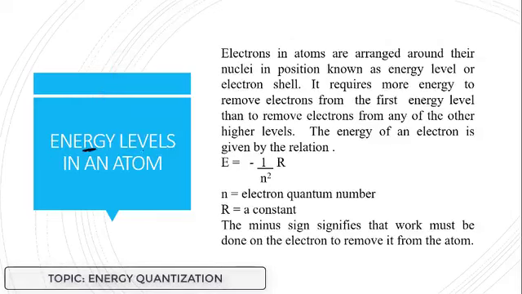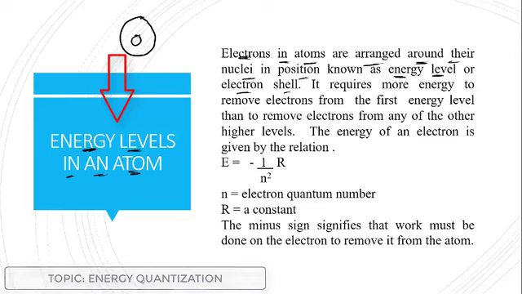Okay, let's talk about energy levels in an atom. Of course, we know that electrons in an atom are arranged around their nuclei position, known as energy levels or electron shells. Now, in the structure of an atom, the nucleus, of course, is the center. In the nucleus we have protons, positive charges, and then of course in the nucleus we have neutrons as well. And then we have our electrons. Electrons are negative charges. We have so many of them, and they are at the outer shell known as the electron shell.